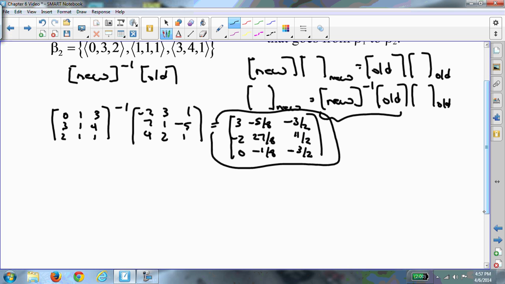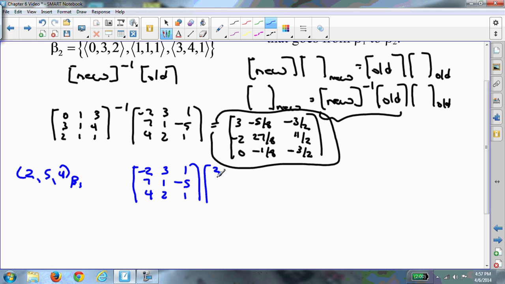So just to give you an example, the long way and the short way. Let's say I had 2, 5, 4 relative to basis 1. So to change this into our standard basis, I would do [negative 2, 7, 4; 3, 1, 2; 1, negative 5, 1] times 2, 5, 4, because that's relative to basis 1. And that would equal 15, negative 1, and 22.